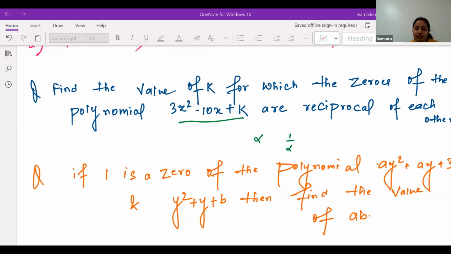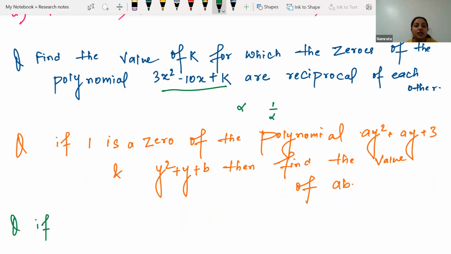So we were discussing that if one of the zeros is alpha, then since both the zeros are reciprocal of each other, we can take the other zero as 1/alpha. Now since we have two zeros, we know how to write the sum of the zeros and the product of the zeros from the polynomial. The sum of the zeros formula is −b/a, that is 10/3. And what is the product of the zeros? Alpha into 1/alpha. This is the product of the zeros, that is c/a. Here c is k and a is 3.